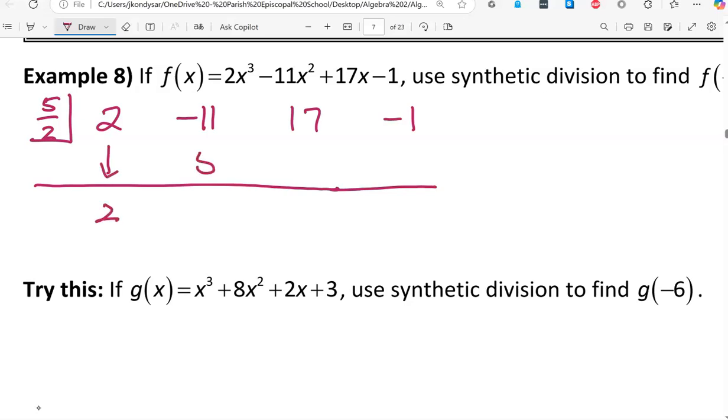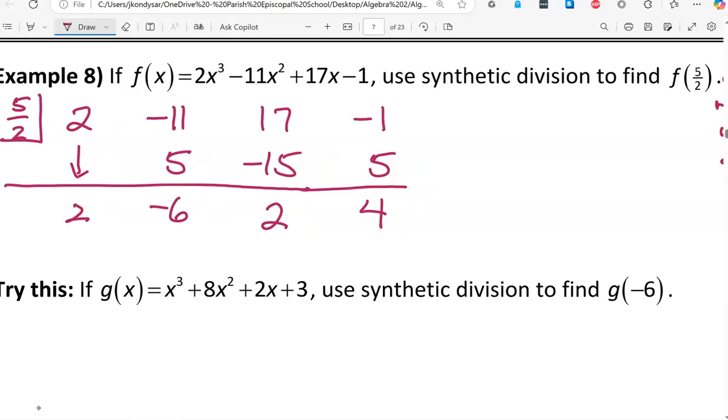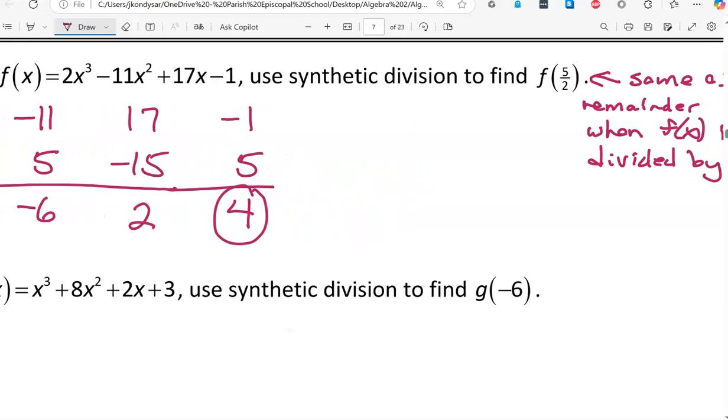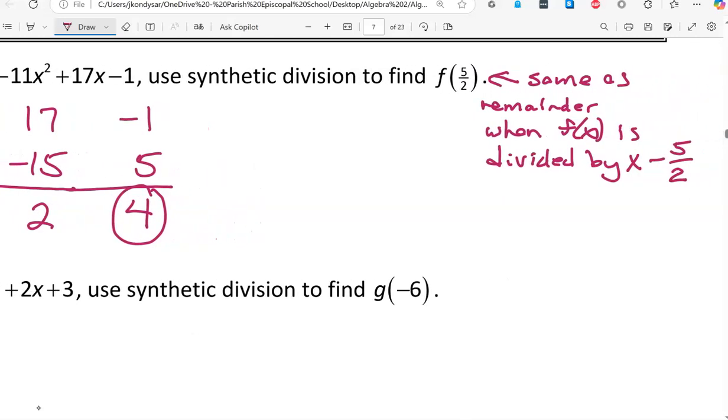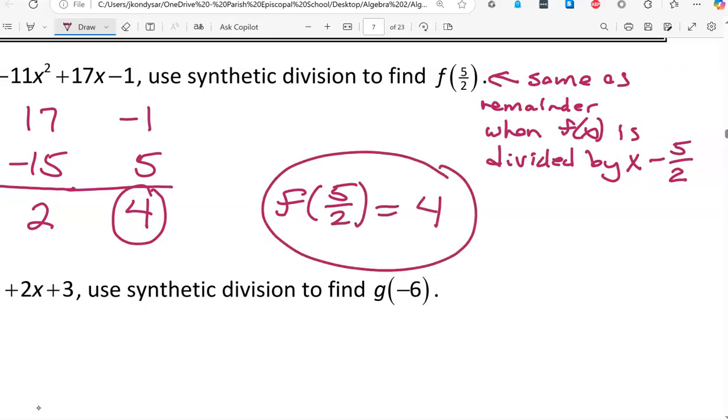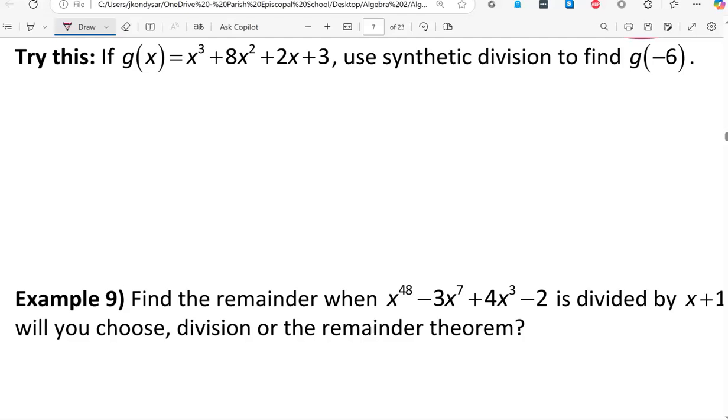Let's bring down the 2. 2 times 5/2 is 5. Add that column, that gives us negative 6. Negative 6 times 5/2 is negative 15. Add that column and that gives us 2. 2 times 5/2 is 5, and that gives us a remainder of 4. By synthetic division, the remainder is the same thing as the function value, so that means that f of 5/2 is equal to 4. Let's pause the video here and try the next one on your own.